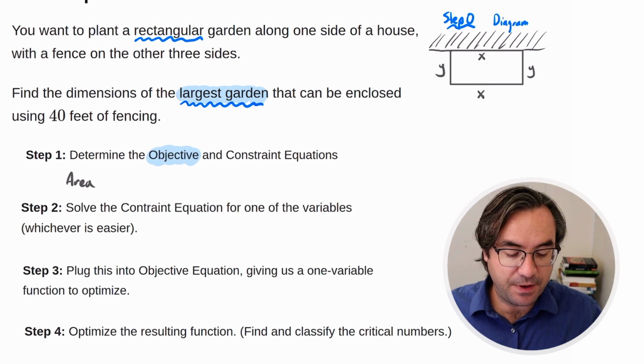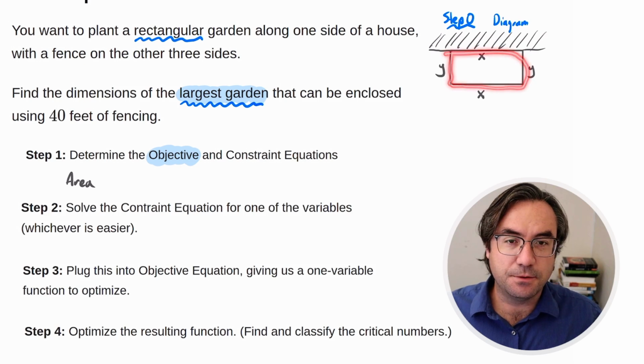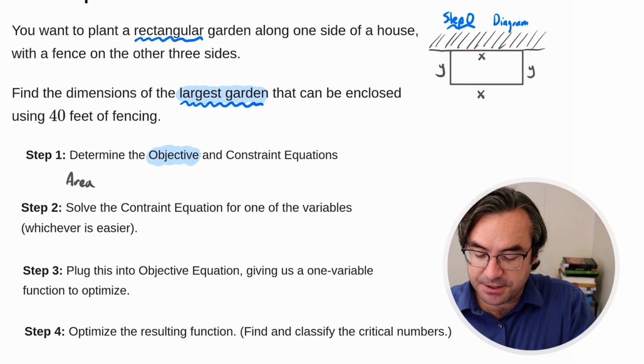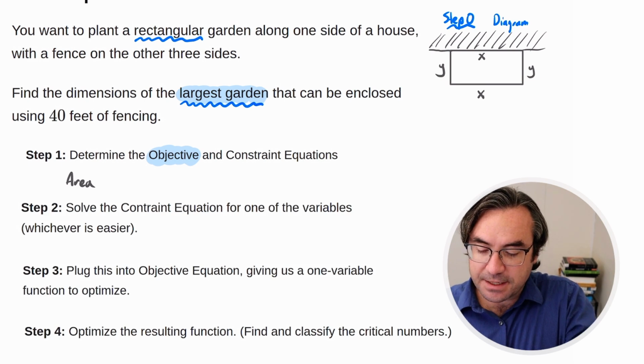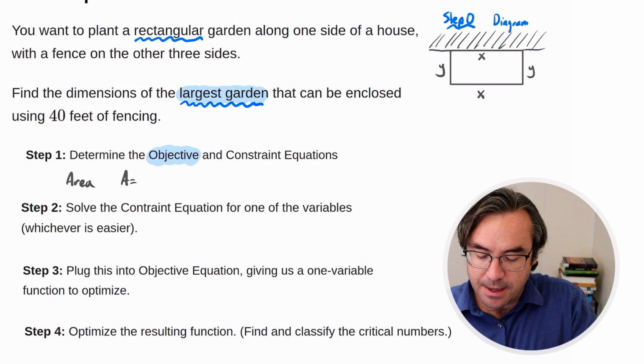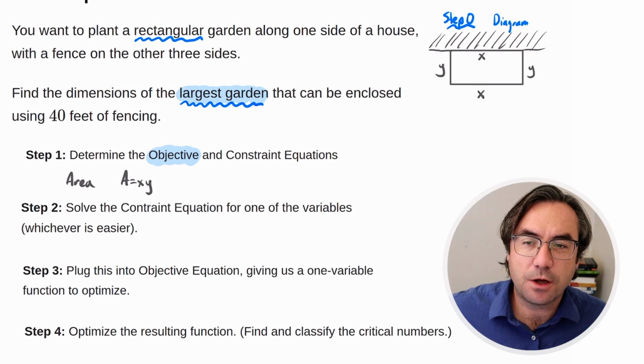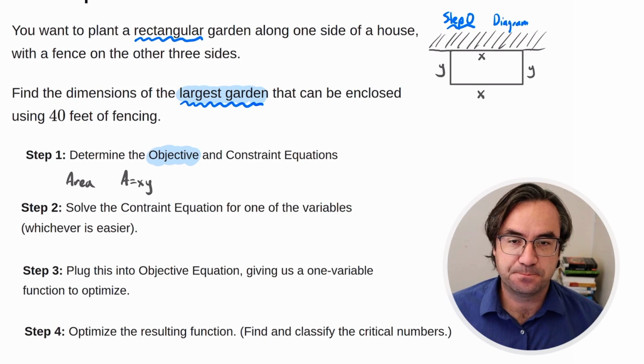All right, so how do we find the area of a rectangle? Well, just length times width. So in this case, it'll be X times Y. And just to abbreviate this, we'll call the objective A for area.